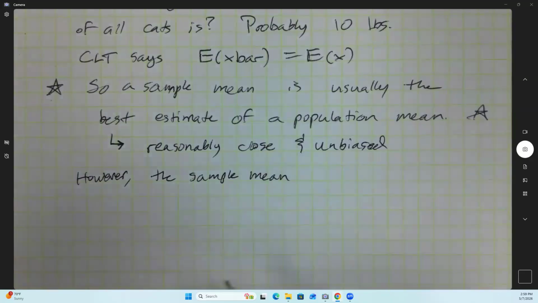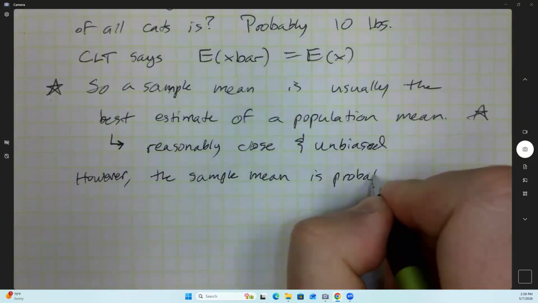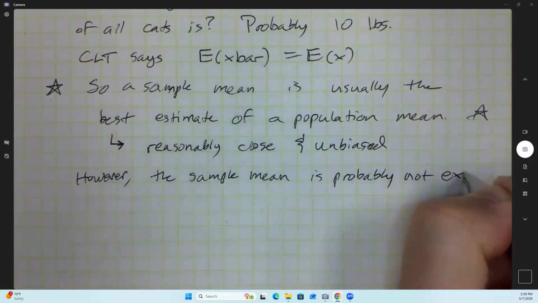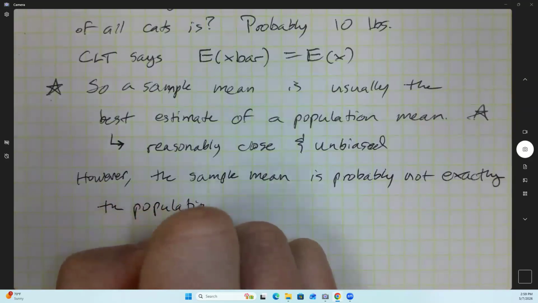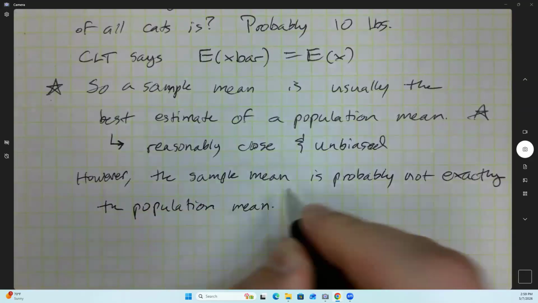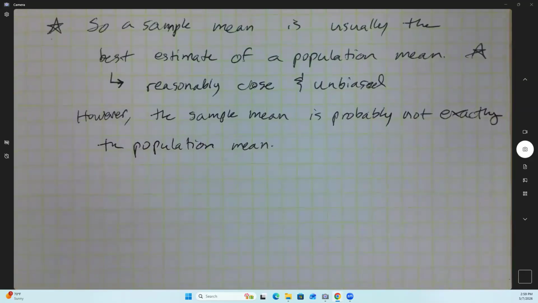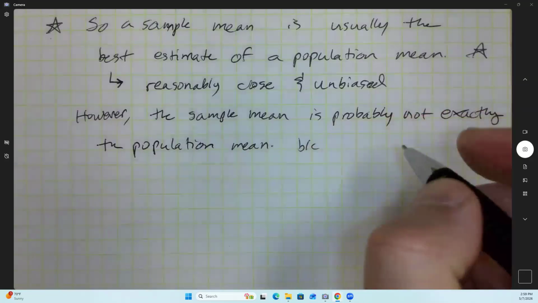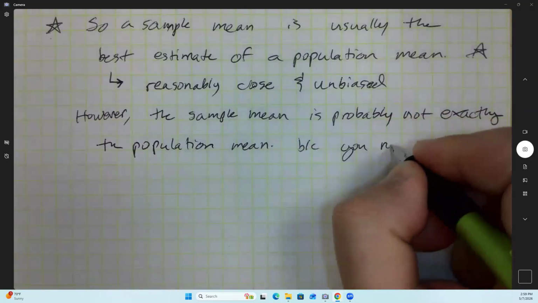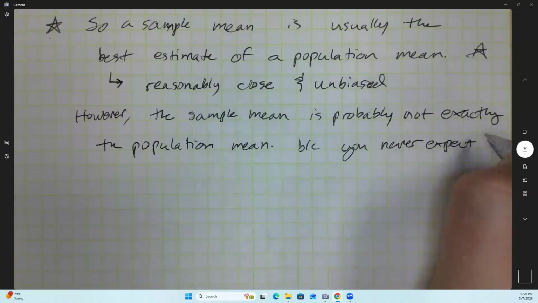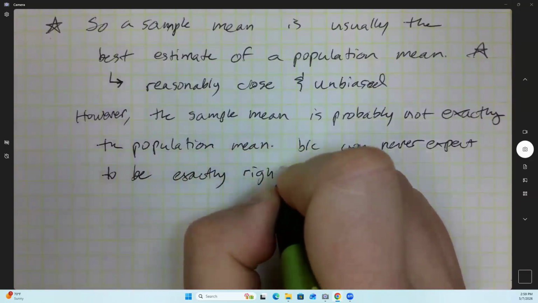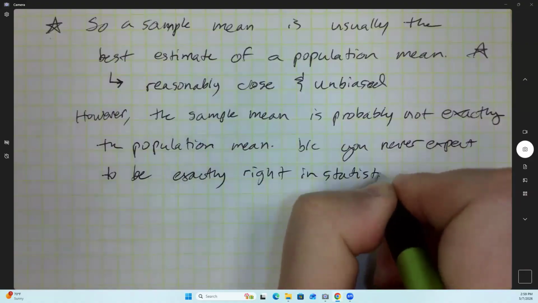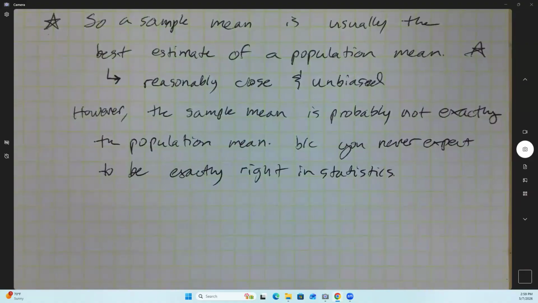And as Gabby and I talked about, the sample mean is probably not exactly the population mean. It's probably reasonably close, because you never expect to be exactly right in statistics. So in addition to having a best estimate, it would also be a good idea to give a reasonable range.